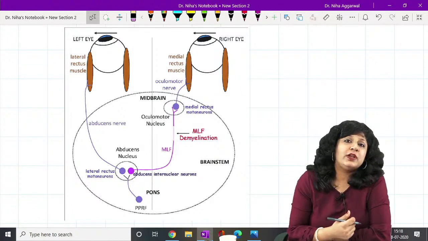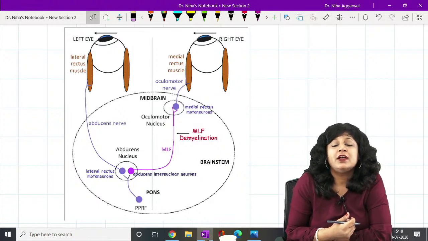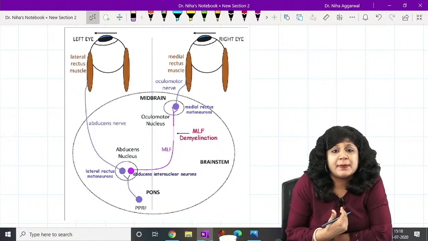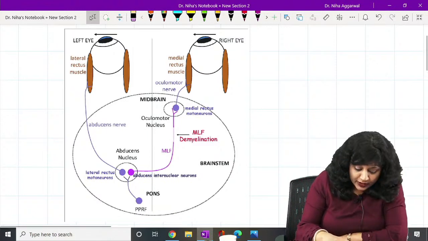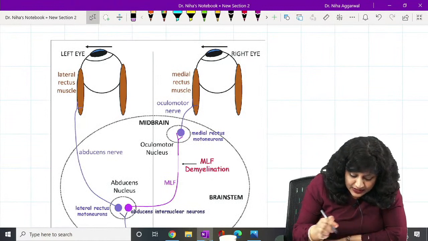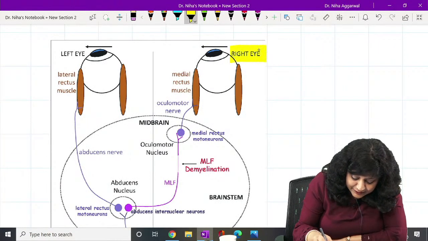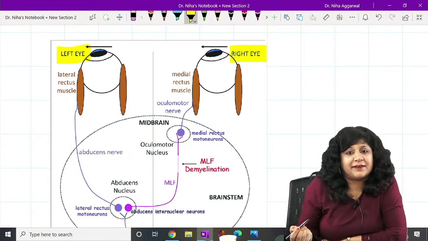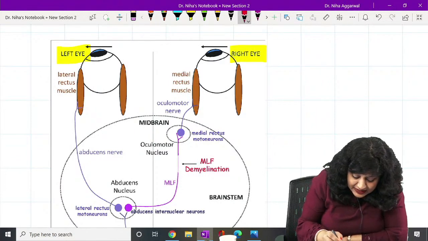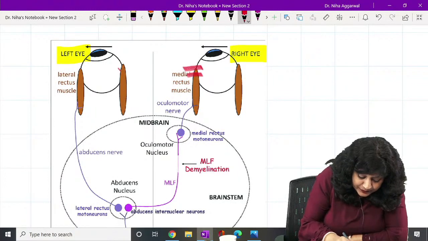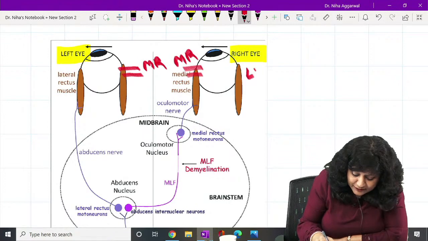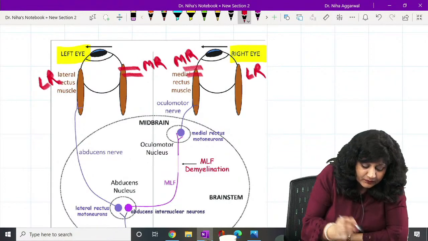So this is actually related to your horizontal gaze center, that is your PPRF. Now if you concentrate here, these are your eyeballs. This is the right eye and this is the left eye. On the medial side I have the medial rectus muscles, and on the lateral side I have the lateral rectus muscle.